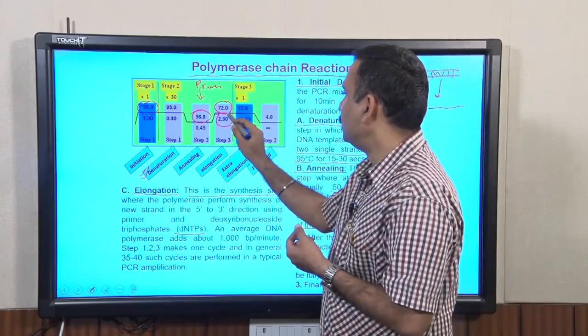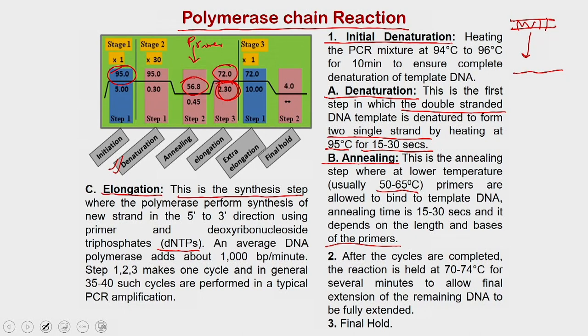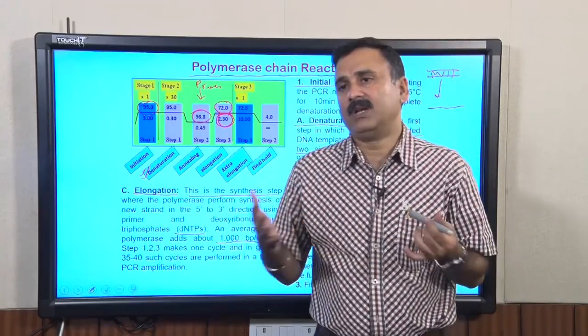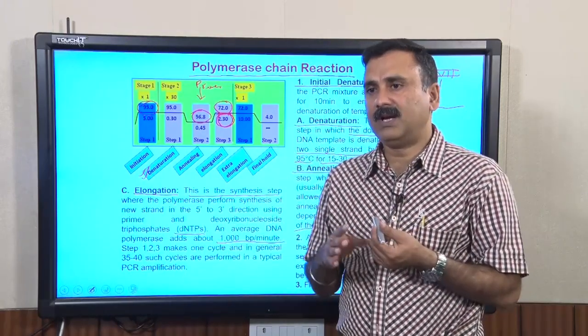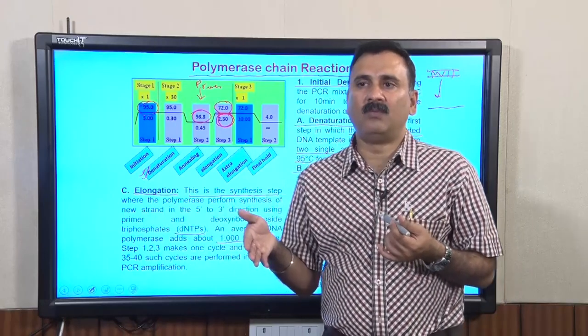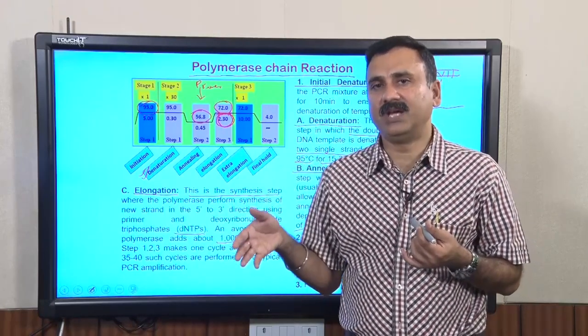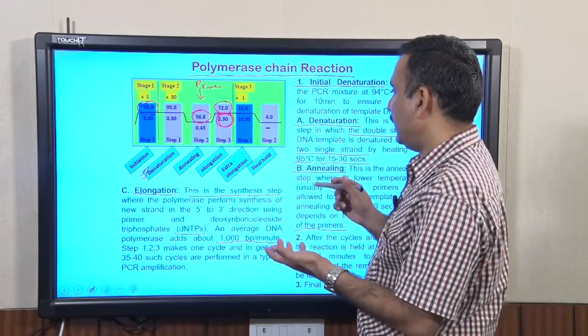How much time you should keep for elongation depends on the processivity or the speed of that particular DNA polymerase. On average, the DNA polymerase adds 100 base pairs per minute. So suppose you have a gene of 2.5 kb, then you can give roughly around 3 minutes, because you can give slightly more so that you do not have the problem of incomplete amplification or elongation.